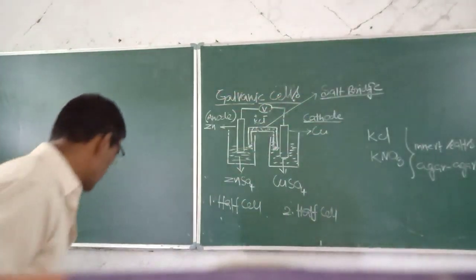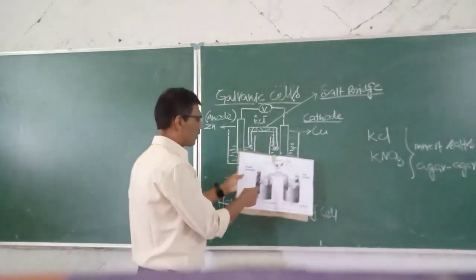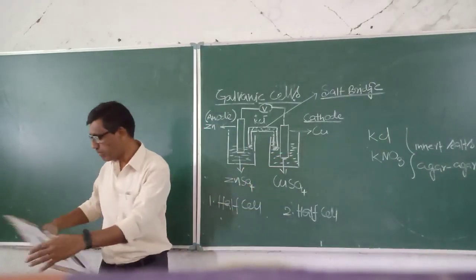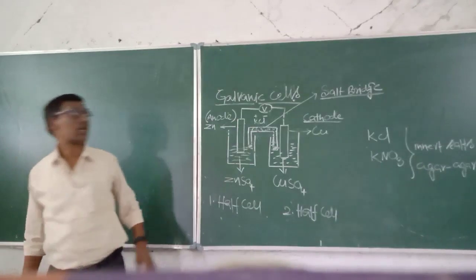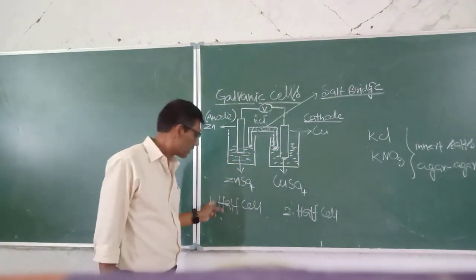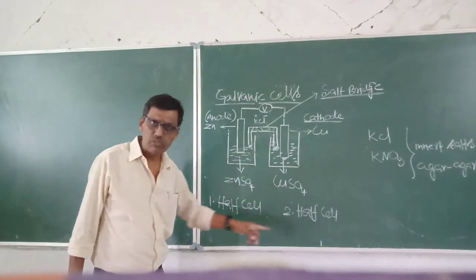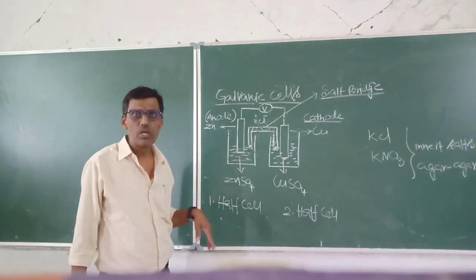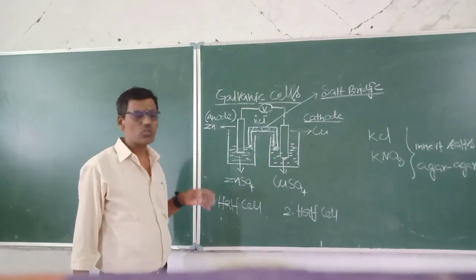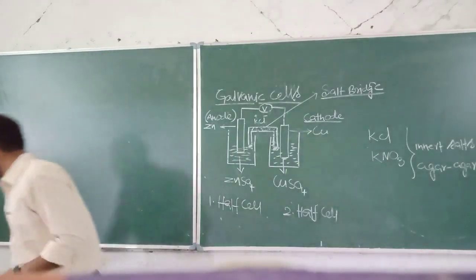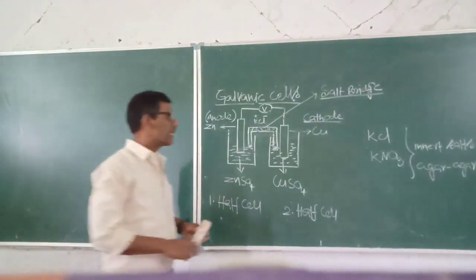Now if you connect these two electrodes, it becomes a galvanic cell. The sum of these two half cells makes a galvanic cell, and it produces electricity. Let us see how this cell produces electricity. What is the chemical reaction that is taking place?